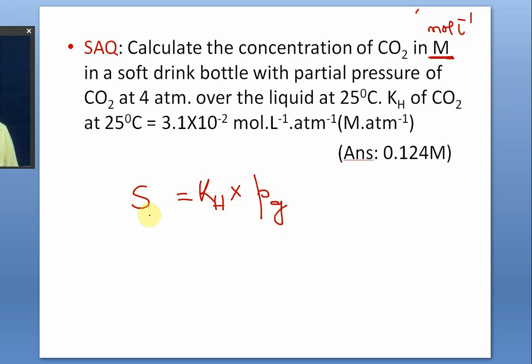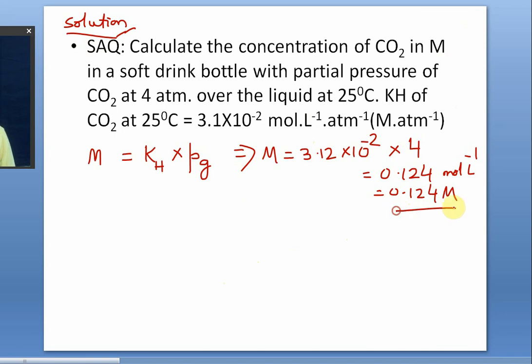Since solubility is in molarity, it is given in molarity, so you can get it immediately in molarity. So KH is 3.1 into 10 to the minus 2 into equilibrium pressure, which is 4. Atmosphere per atmosphere, so all are uniform. That will give you, I have done it for you, 0.124 moles per liter, or capital M. That means for 1 liter solution, 0.124 mole of carbon dioxide is there.